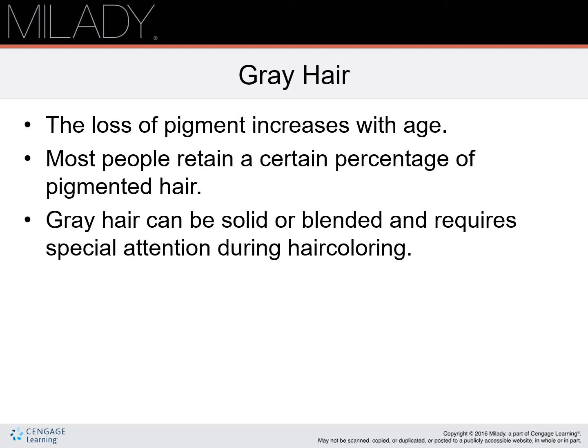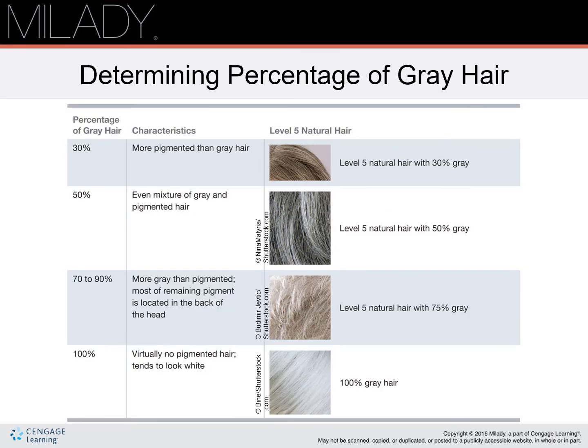Gray hair can be solid or it can be blended, as it requires special attention during hair coloring. You formulate completely different when dealing with gray hair. So the characteristics of 30% gray hair: they're going to have more pigmented hair than they have gray hair. This is very common. I would say that you're going to come in contact with tons of people. Most people that are starting to go gray, like at my age, I'm 35 years old, and I'm starting to see gray hairs, but not enough to color my hair. Okay, so this is going to be level 5 natural hair with 30% gray.